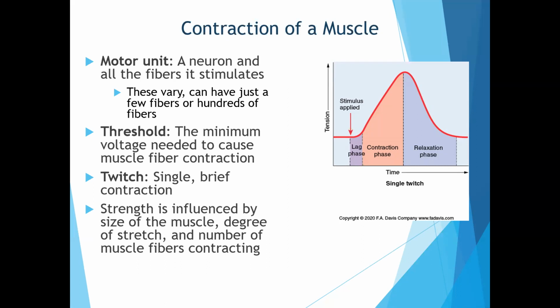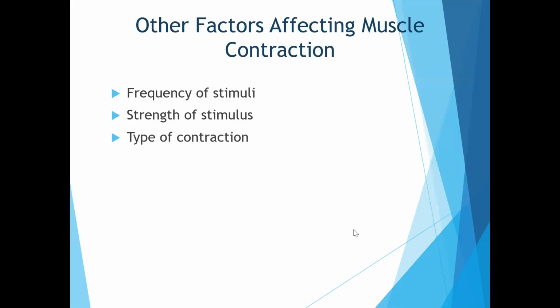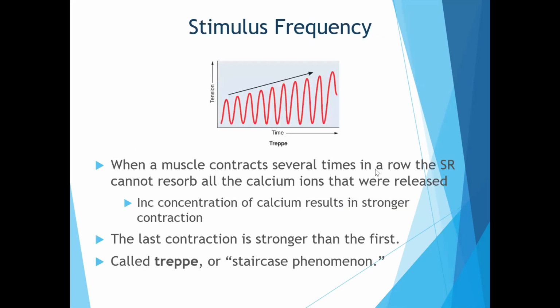And so the strength of the contraction is influenced by a few things. A big one is the size of the muscle, the degree of stretch because of our length tension relationship that we just went over, and the number of muscle fibers contracting. So we don't always recruit every single muscle fiber in a muscle. There's a few other factors such as frequency of the stimuli or frequency of our nerve signal, how strong that nerve signal is, and then there's also a few different types of contraction.